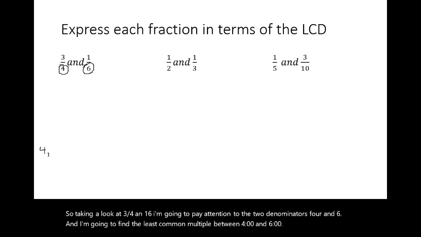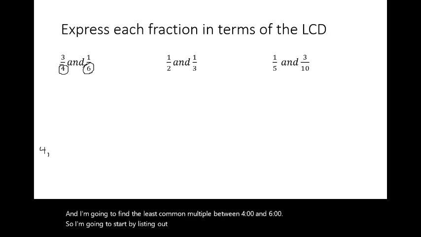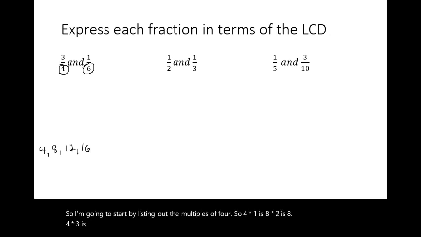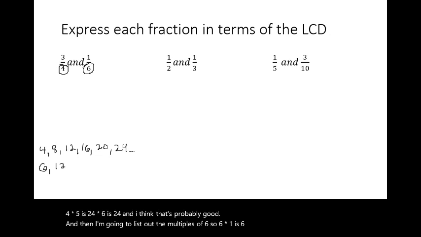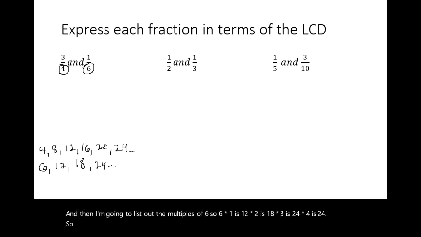So I'm going to start by listing out the multiples of 4. 4 times 1 is 4, 4 times 2 is 8, 4 times 3 is 12, 4 times 4 is 16, 4 times 5 is 20, 4 times 6 is 24, and I think that's probably good. And then I'm going to list out the multiples of 6. 6 times 1 is 6, 6 times 2 is 12, 6 times 3 is 18, 6 times 4 is 24. So yes, 24 is a common multiple, but it is not the lowest common multiple.